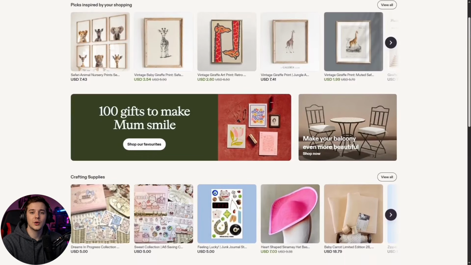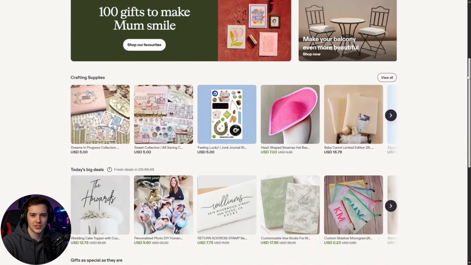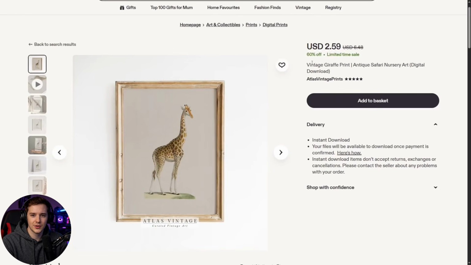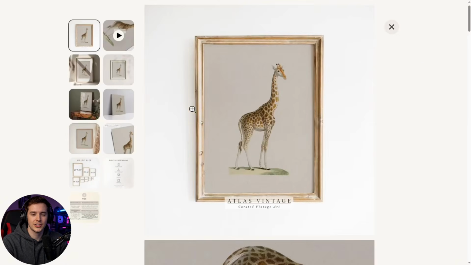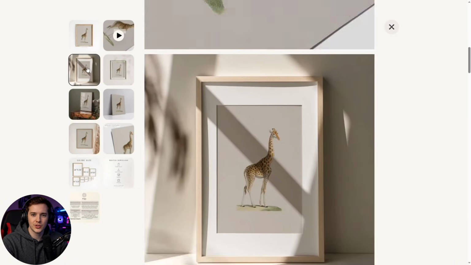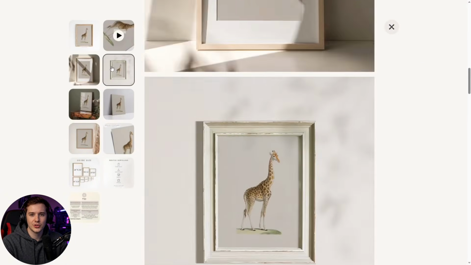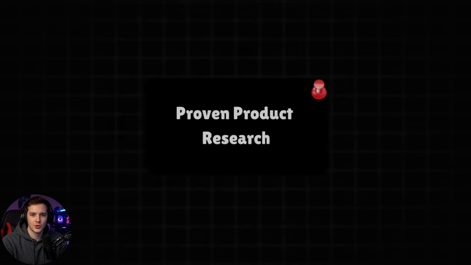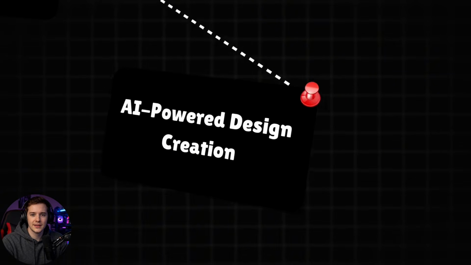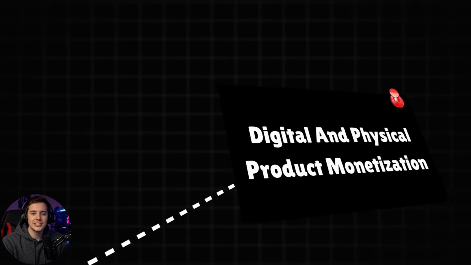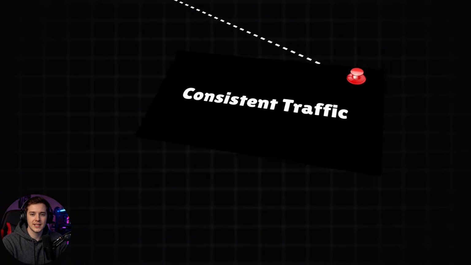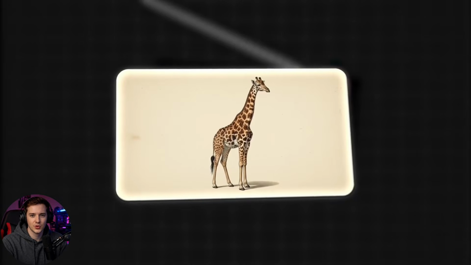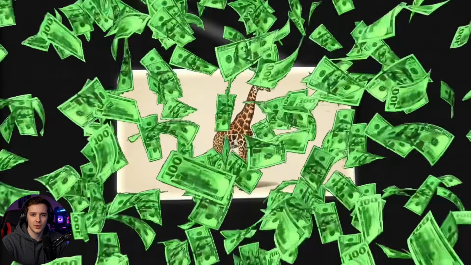Now the final piece is traffic. You can rely on Etsy's algorithm to gradually push your listings over time, especially if your titles, tags, and product images are optimized. But if you want faster results, you can drive your own traffic using platforms like TikTok, Instagram, or even paid ads. And when you combine proven product research, AI-powered design creation, digital and physical product monetization, and consistent traffic, you turn something as simple as a giraffe illustration into a real business.